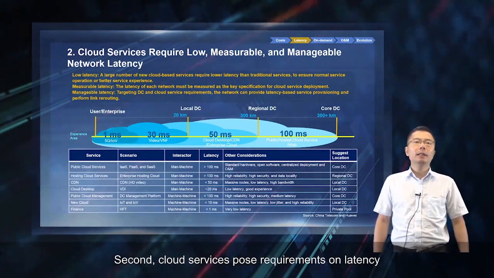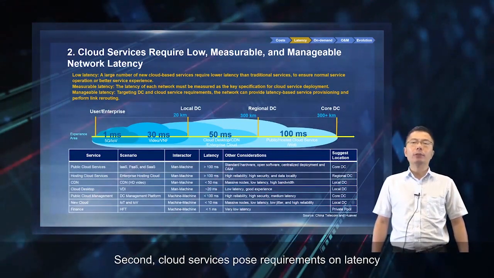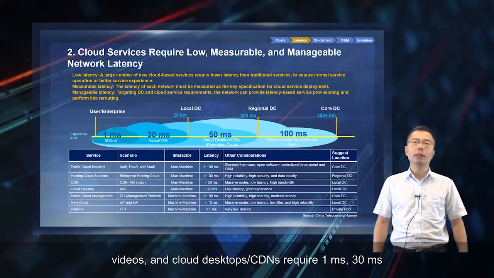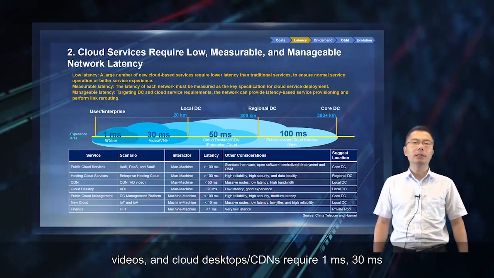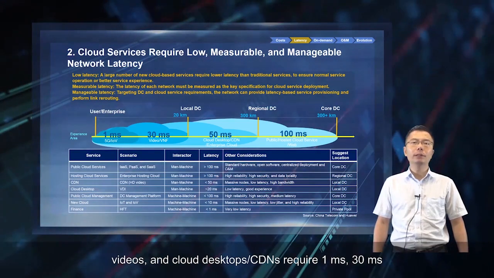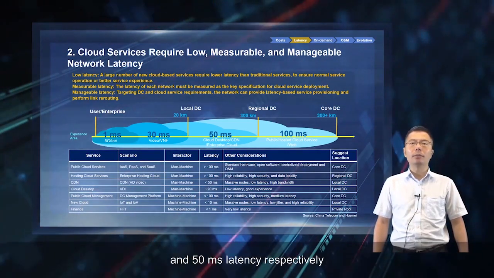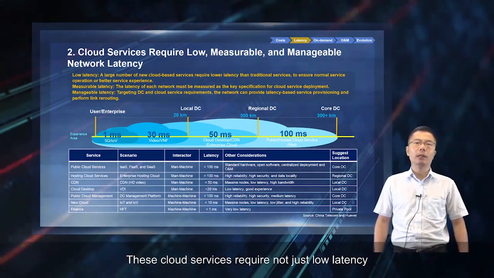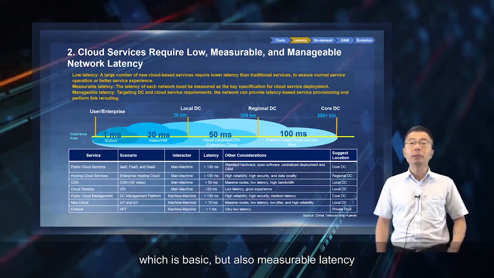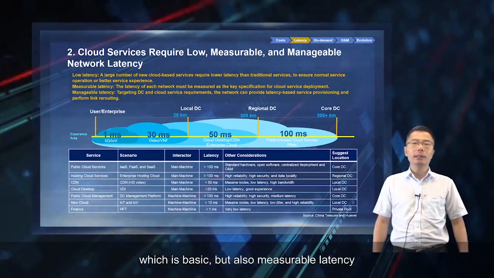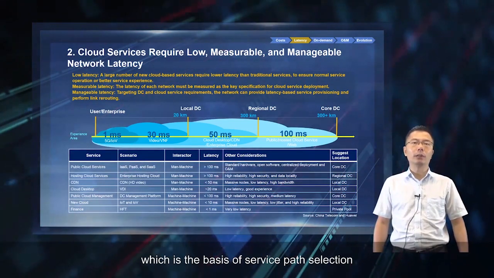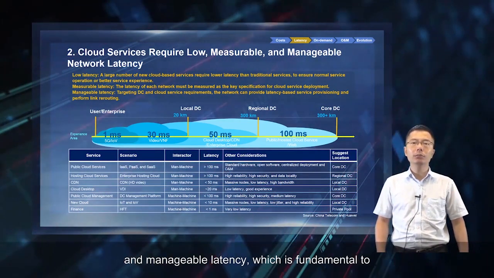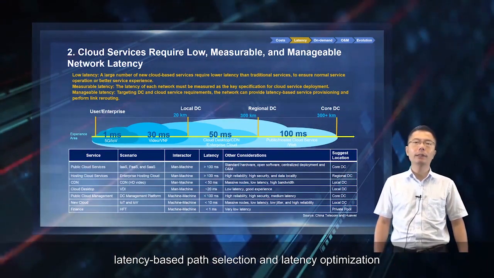Second, cloud services pose requirements on latency. For example, high-frequency transactions, videos, and cloud desktops, CDNs, require 1 millisecond, 30 millisecond, and 50 millisecond latency respectively. These cloud services require not just low latency, which is basic, but also measurable latency, which is the basis of service path selection, and manageable latency, which is fundamental to latency-based path selection and latency optimization.